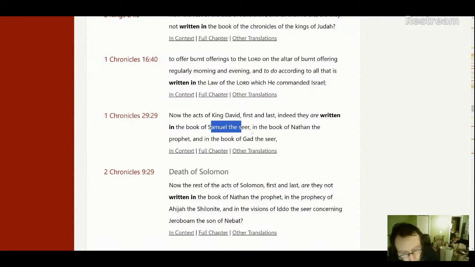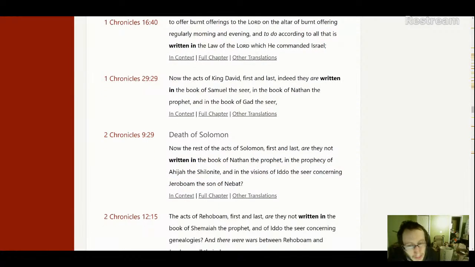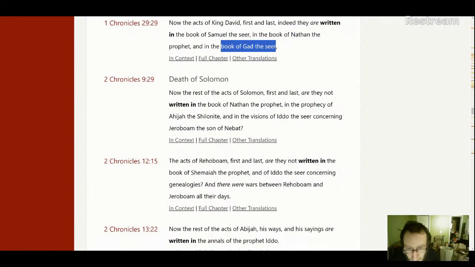So if those are true books and they're books of prophecy, then they're scripture. So we have Samuel the seer, Nathan the prophet, and Gad the seer. Then for Solomon, the rest of the Acts of Solomon, first and last, are they not written in the book of Nathan the prophet, the prophecy of Ahijah, and the visions of Iddo the seer concerning Jeroboam?